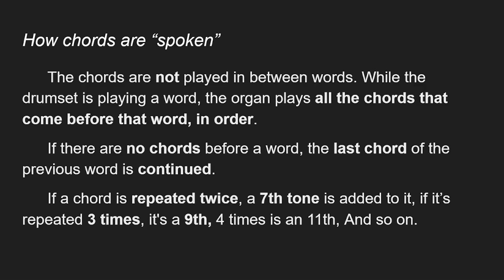And if a chord is repeated twice, then you just add a 7th tone, and basically if you have C minor, E flat before a word, you're going to have C minor 7th, E flat. And if it's repeated more than twice, for example 3 times, you add a 9th, 4 times you add an 11th, and so on.